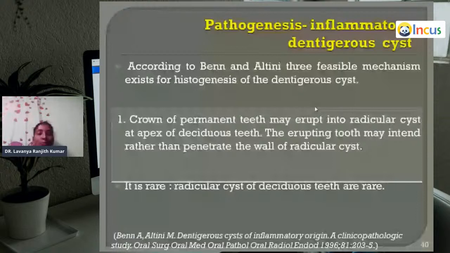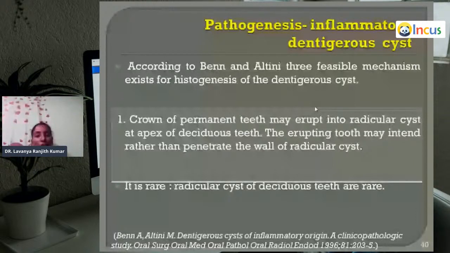So coming back again, the crown of the permanent tooth may erupt. See, the deciduous tooth already has caries, and the apex of the deciduous tooth is fully infected and results in radicular cyst formation. It is very rare for a radicular cyst to develop from a deciduous tooth, and if it is there, then the erupting permanent tooth may enter and penetrate the wall of the radicular cyst. That is one. At that time it will have fully inflamed connective tissue.